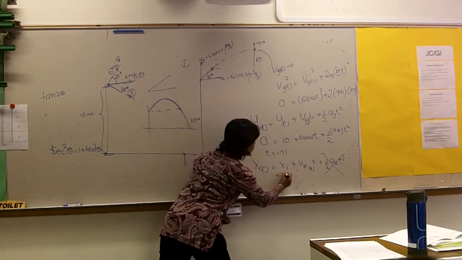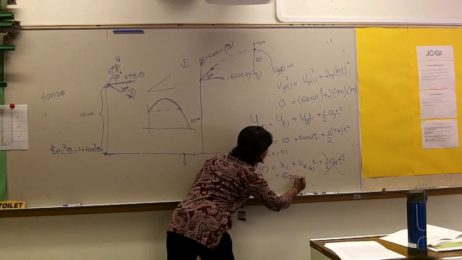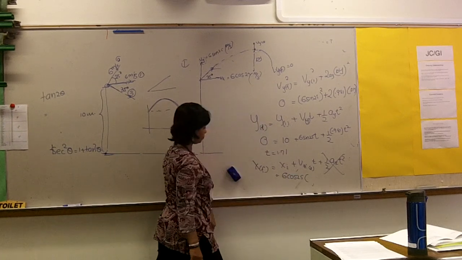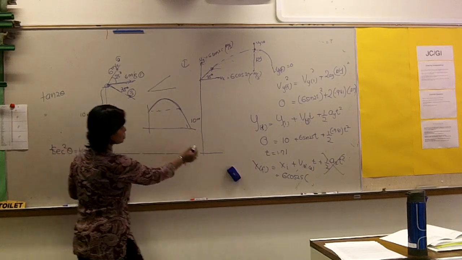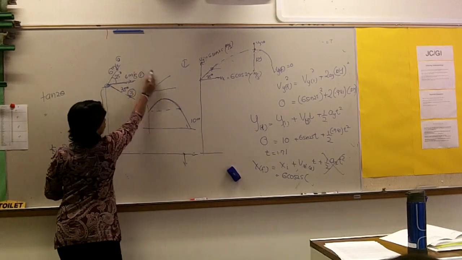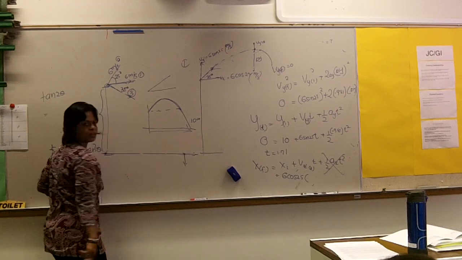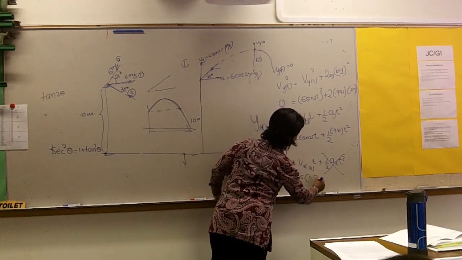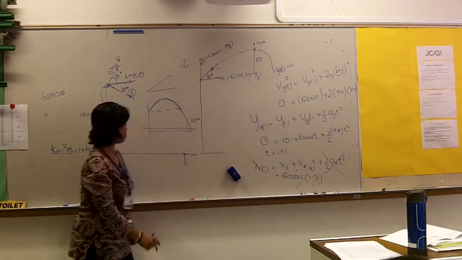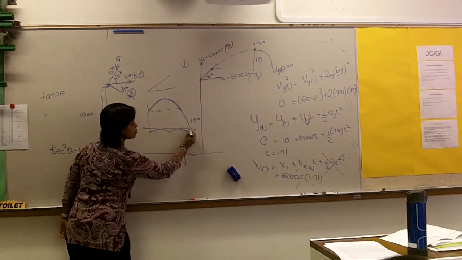6 cosine 25. XF you don't know. XF is somewhere here. That's what we are finding. T is 1.7. So that is the distance it hit.